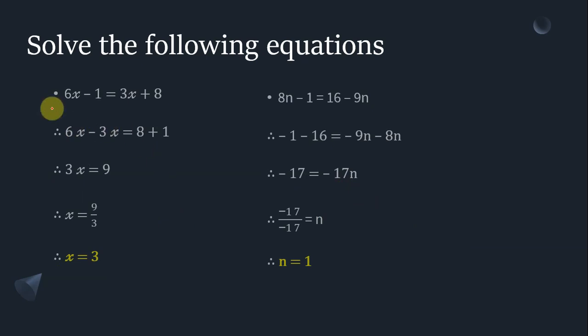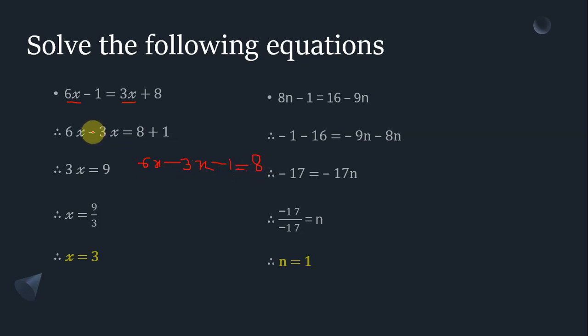Now see one more example. Here on both sides you can see the terms are given with the x. What is the first work? I want all x terms together, means all the x terms I want on one side. So what is the option? I am taking this 3x to the left side. So 6x minus 3x minus 1 equal to 8. This is the first step I am going to get.